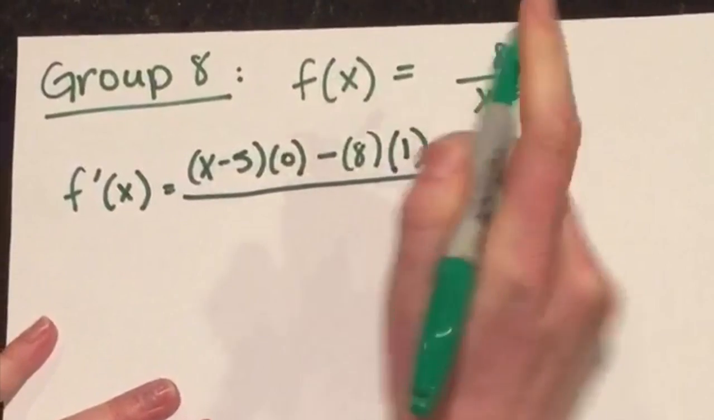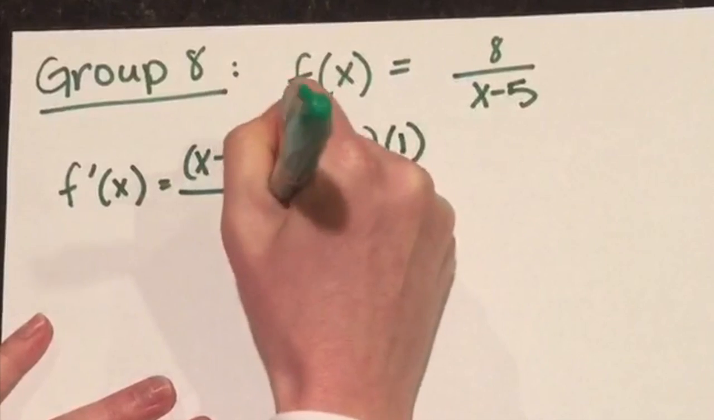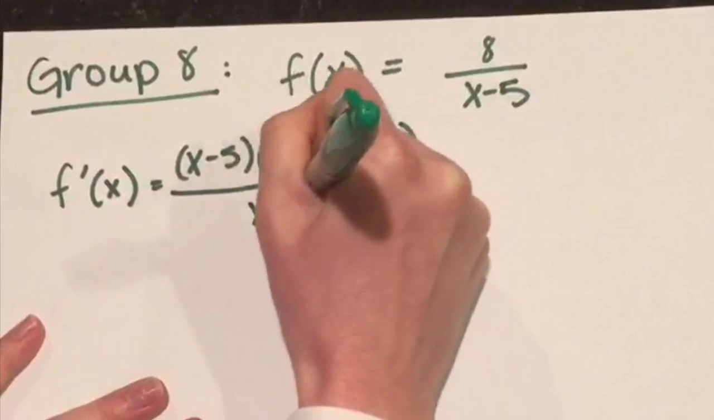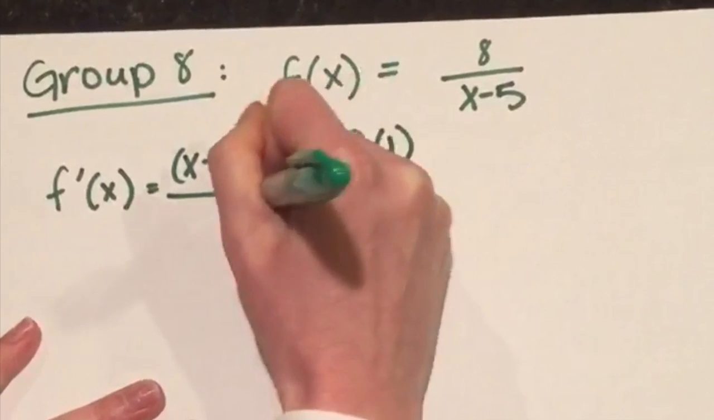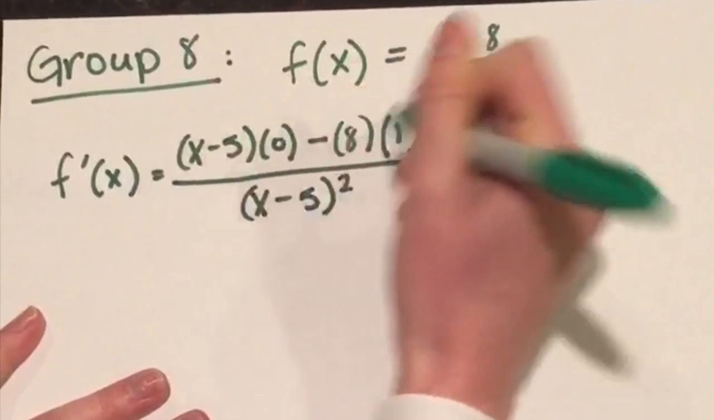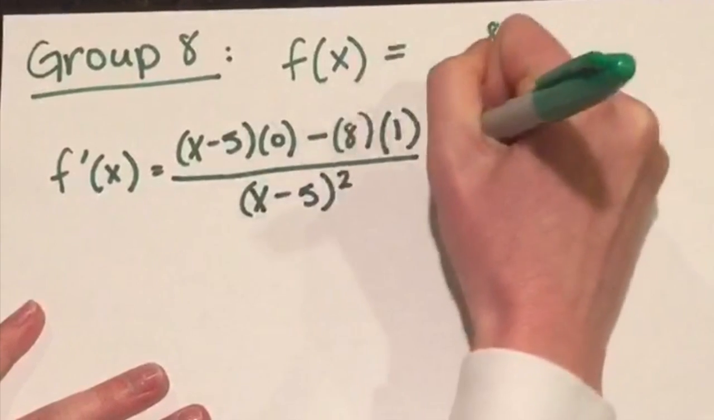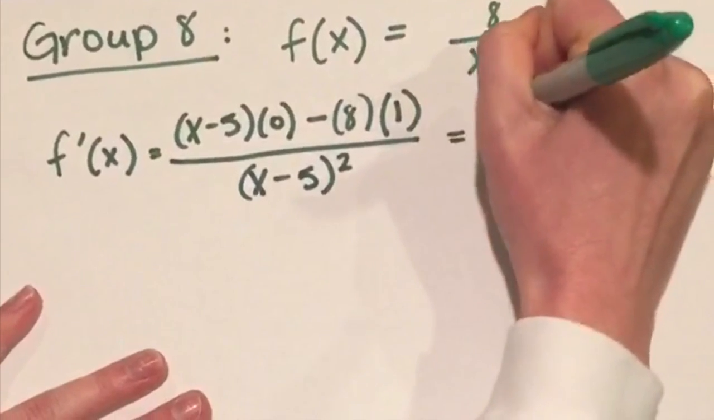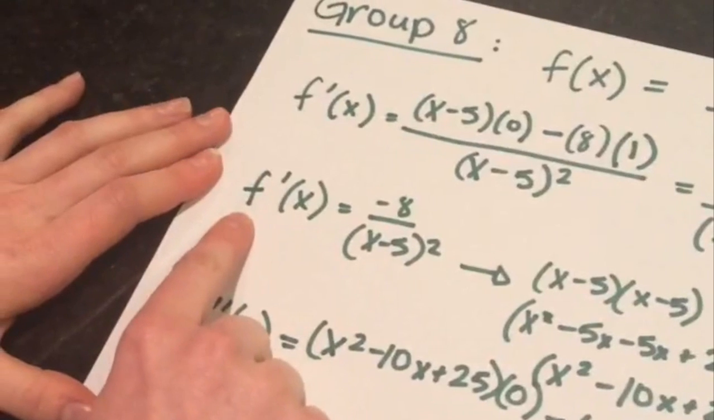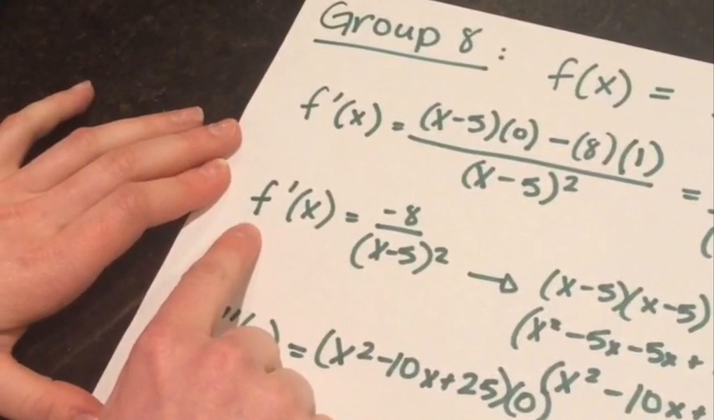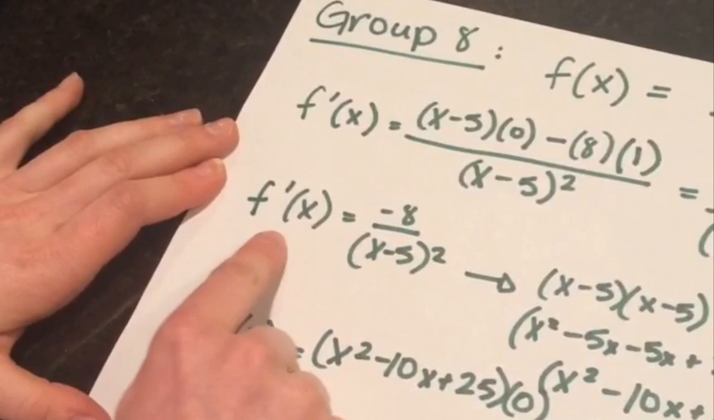Now that we've finished the low d high minus high d low process, we found the new numerator. In order to find the new denominator, we'll just simply square the original denominator, giving us x minus 5 squared. Now that we've reached the first derivative, we'll simplify it to get negative 8 over x minus 5 squared.